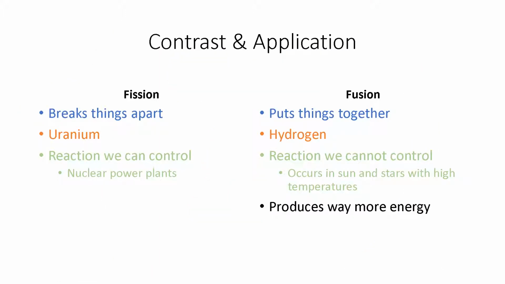And I put together a little compare-contrast for fusion and fission. Fission breaks things apart, whereas fusion puts things together. Fission occurs with uranium and fusion occurs with hydrogen. Fission is a reaction we can control, so that would be what we use in nuclear power plants and in reactions on Earth. And fusion is a reaction we cannot control because it occurs in the sun and stars with extremely high temperatures and of course produces way more energy.